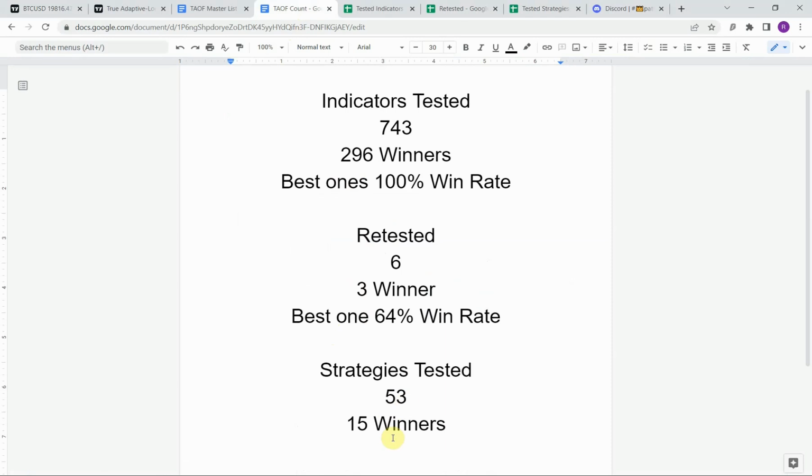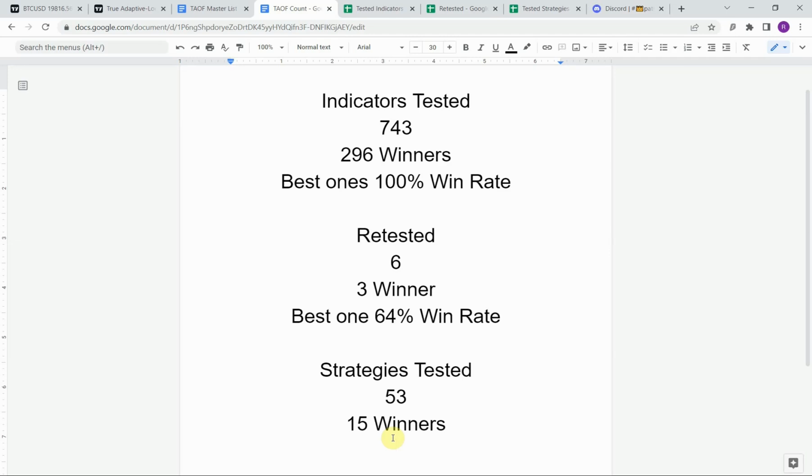So if you're new here, we test strategies and indicators, see if we can find the best strategies, the best indicators for trading in general. To date, we have tested a total of 53 different strategies, with 15 of them being profitable. We've also tested a total of 743 indicators, with 296 of them being winners. The best ones so far were able to achieve a 100% win rate.